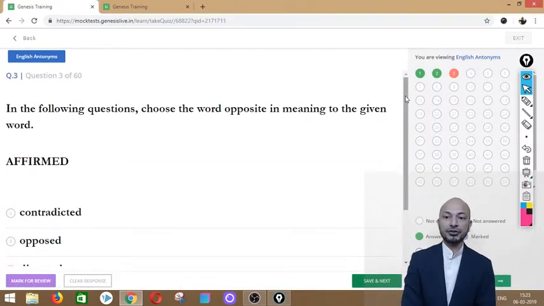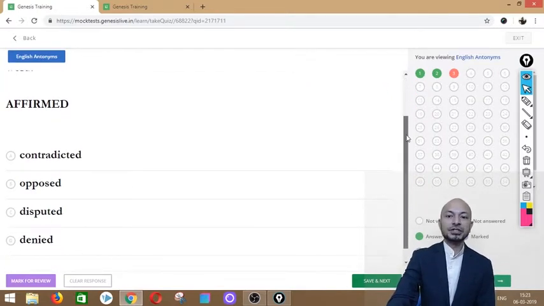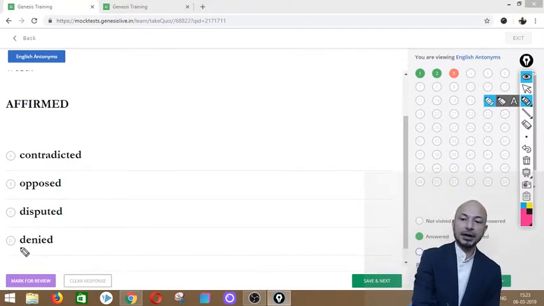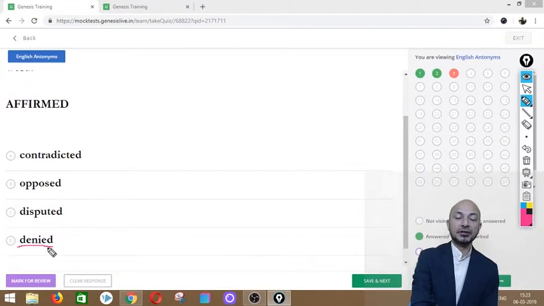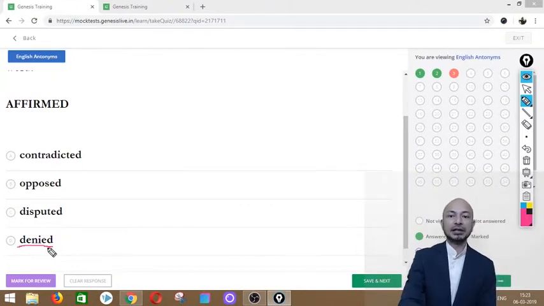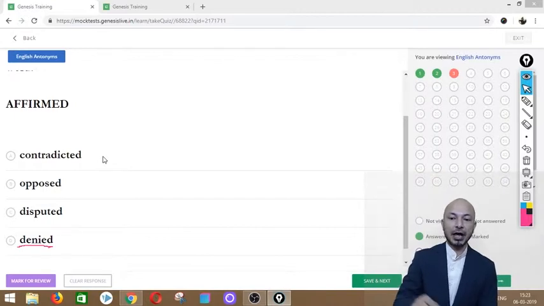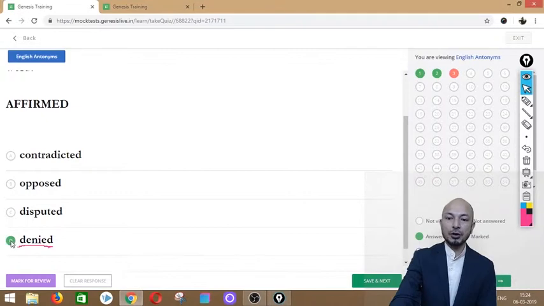So we come to the next question, and the word given is affirmed, and the options given are contradicted, opposed, disputed, and denied. And our answer is going to be option D, which says denied, because affirmed means stating publicly that something is true, that something is correct, and denied would mean just the opposite. It is stating that something has not happened. You deny it. So exactly the opposite. So we go and click on option D.